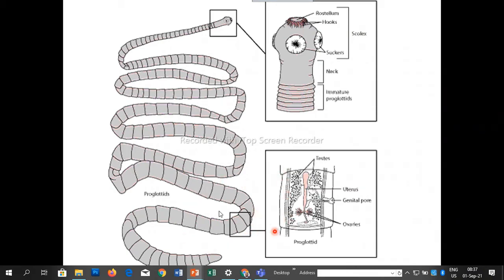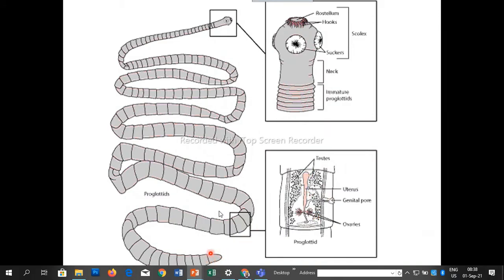So this is a single proglottid that has a uterus. It has testes, it has genital pores, and ovary. So all of these are parts of a single proglottid, and you will never see the male and the female, as we talked about in the round worms, where the male is bigger compared to the smaller male. Here we don't have male and female, just a single worm, and it has both testes and uterus, and it will lay eggs. Both testes and uterus are within a single proglottid, this small part.